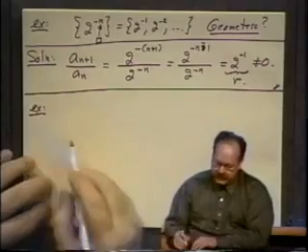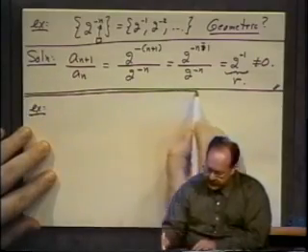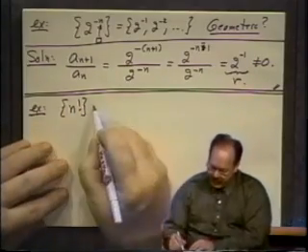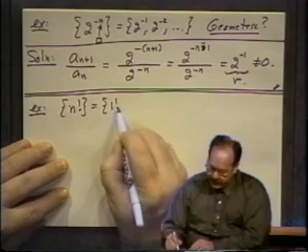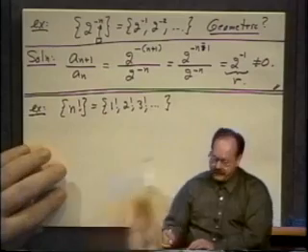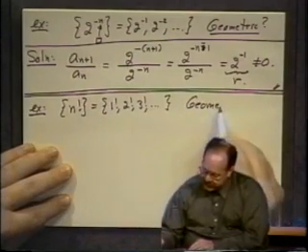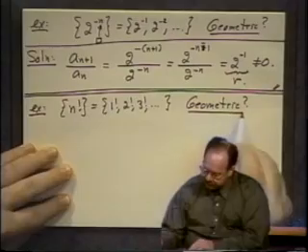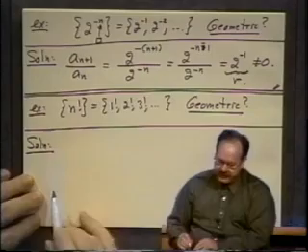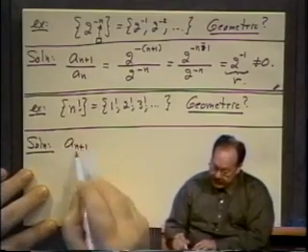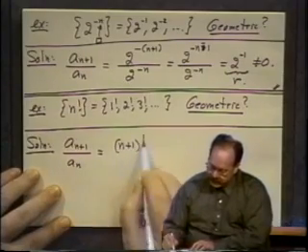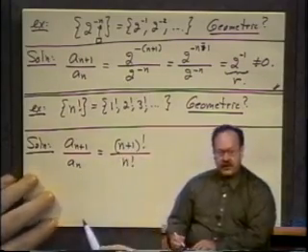Now let's look at another example, which is a little different. Here is the sequence of the n factorials, which will be 1 factorial, 2 factorial, 3 factorial, and so on out to infinity. And the question again, is this geometric? Well, once more, the solution is easy. We use exactly the same technique. Let's see what we get this time. a_{n+1} over a_n. Here we have (n plus 1) factorial over n factorial.